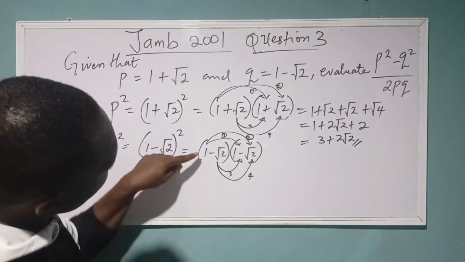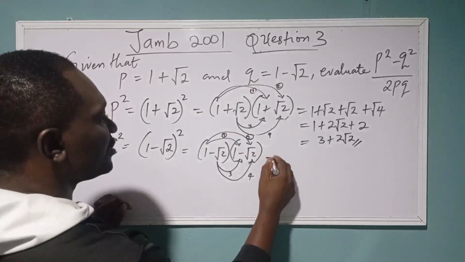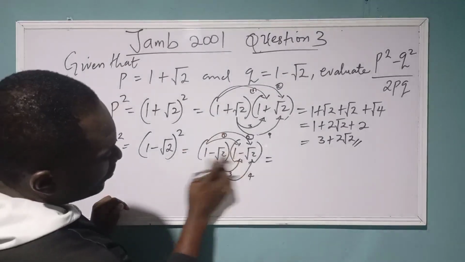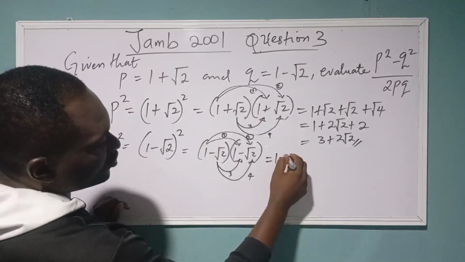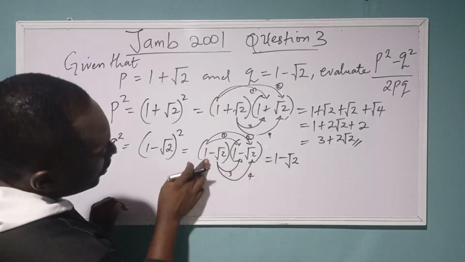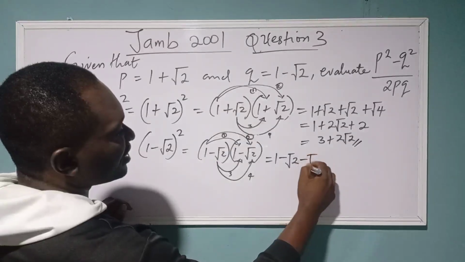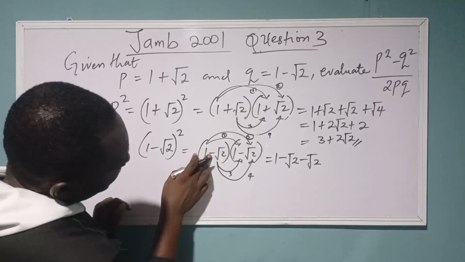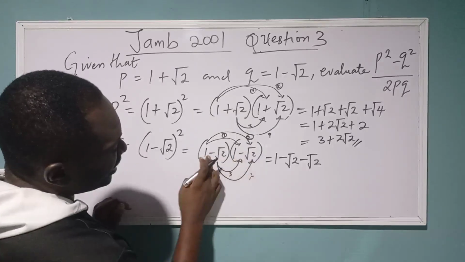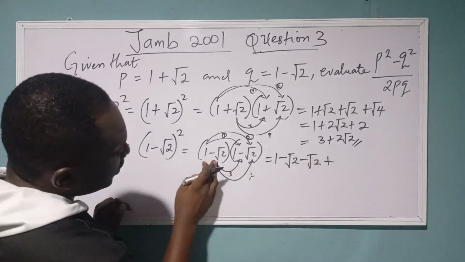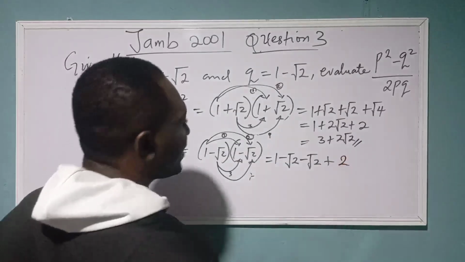Okay, so step 1 is going to be 1 times 1, so it's 1. Step 2 is going to be 1 times negative root 2, so it's going to give you negative root 2. While step 3 is negative root 2 times 1, so it's going to also give you negative root 2. And then step 4 is negative root 2 times negative root 2. So negative times negative is positive. Root 2 times root 2 is root 4, which gives us 2, right?